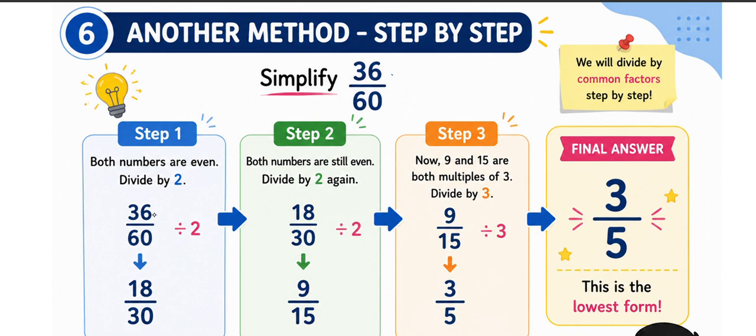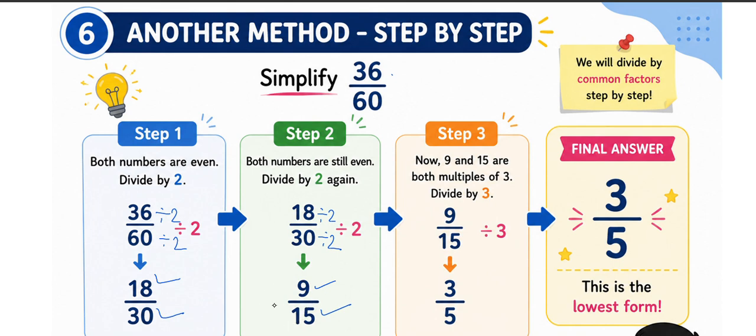When you divide 36 by 2, you will get 18. 60 by 2, you will get 30. Now let's check 18 and 30. Yes, 18 is even, 30 is also even. It means they can be divided by 2 again. Both numbers are still even. Divide by 2 again. So 18 divided by 2, 30 divided by 2, you will get 9 upon 15. Now you can see 9 is an odd number, 15 is also an odd number. They are not even numbers. It means you cannot divide them by 2 again.